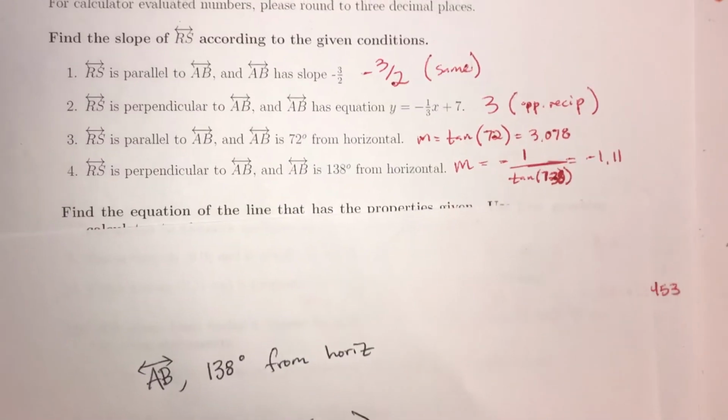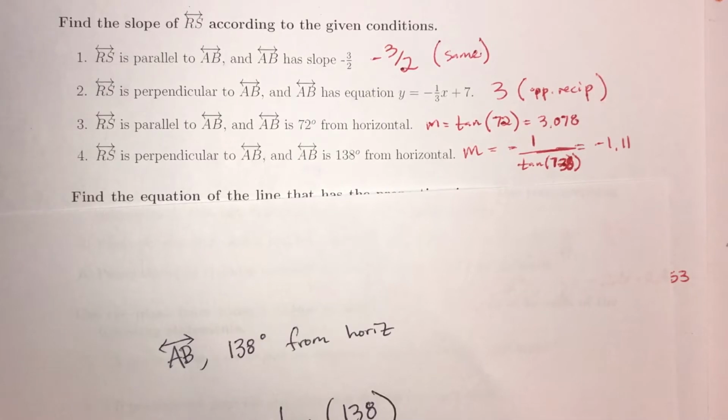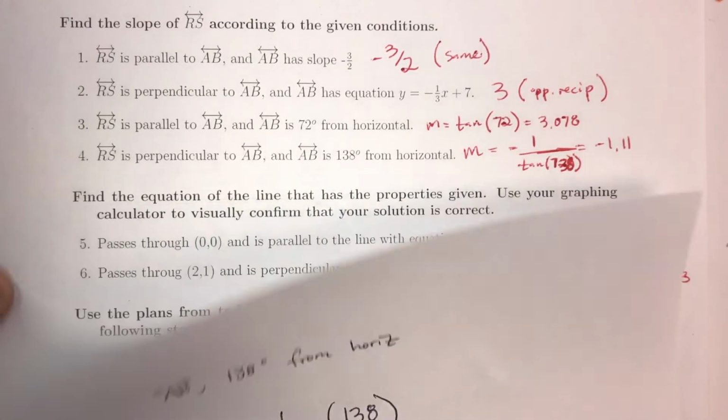And that came out to be approximately -1.11. I asked for 3 decimal places. Shame on me. It's -1.111. Interesting.